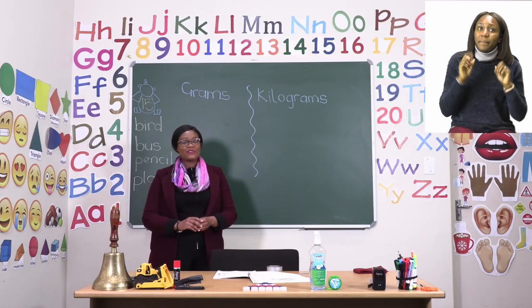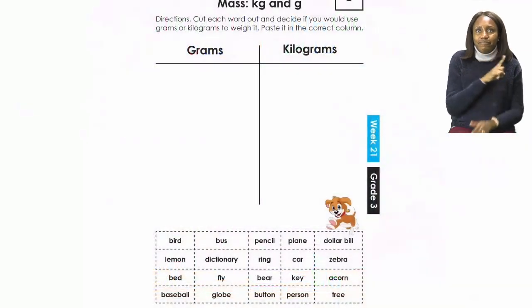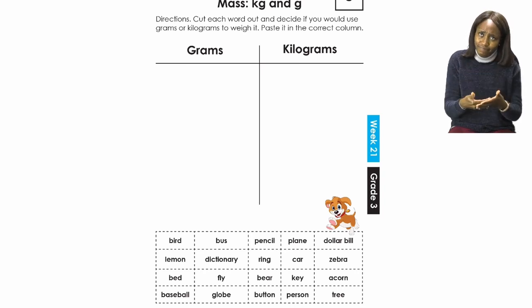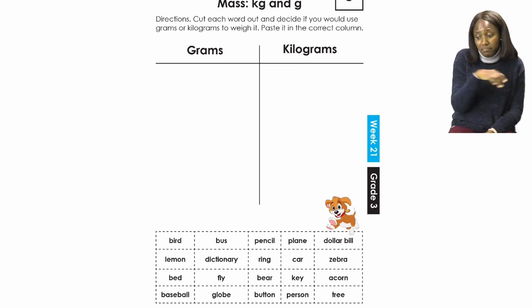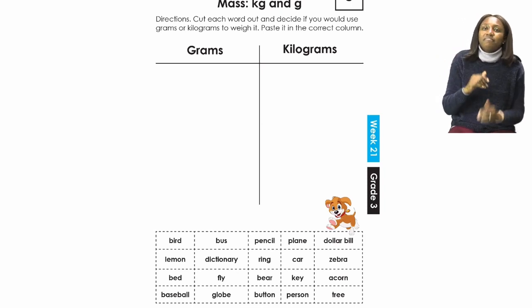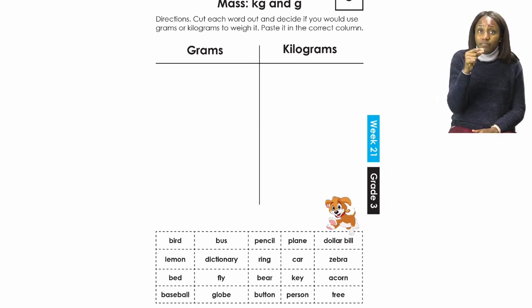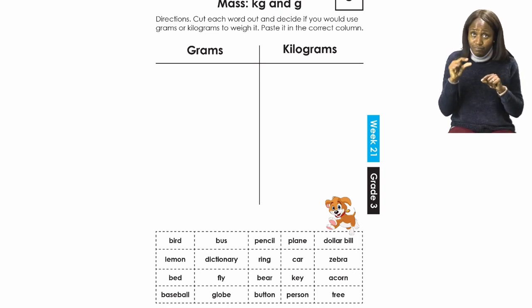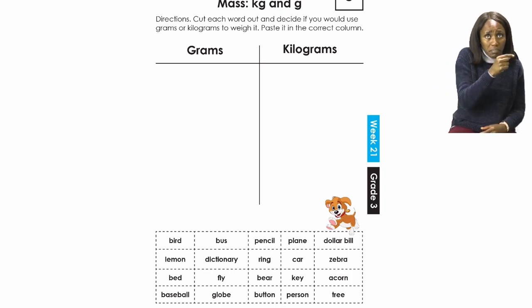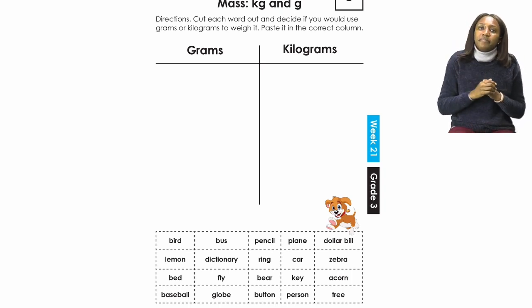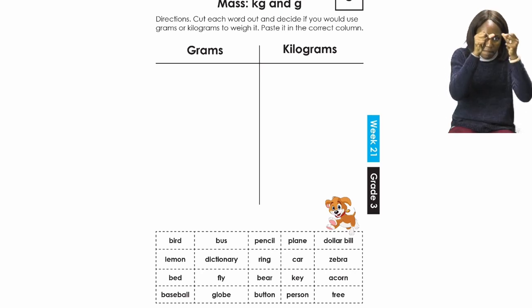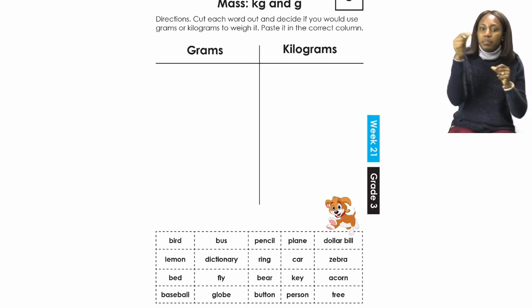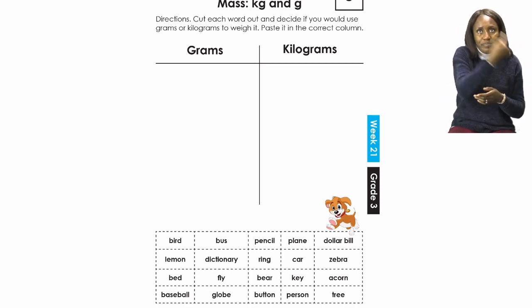For our lesson today, boys and girls, let's all turn to page 15. On page 15, we are going to be doing mass. Now, mass involves kgs and grams. We normally call kgs kilograms. So, our job is to cut each of the words and then decide if we measure them in grams or kilograms. Then, when you do that, paste it in the correct column. So we're going to only do 4 together, and then I'm going to leave the cutting and pasting to you.